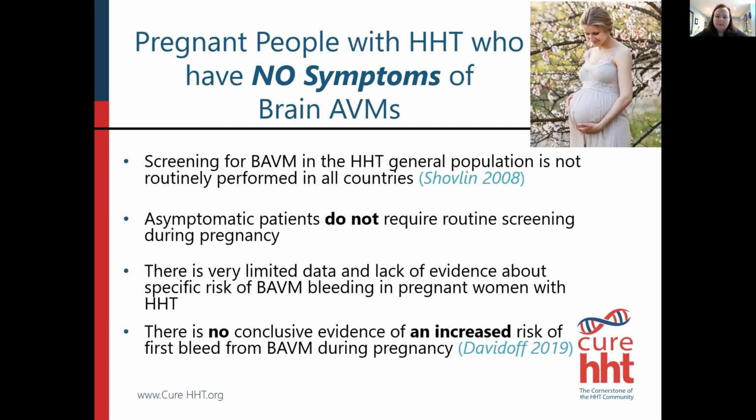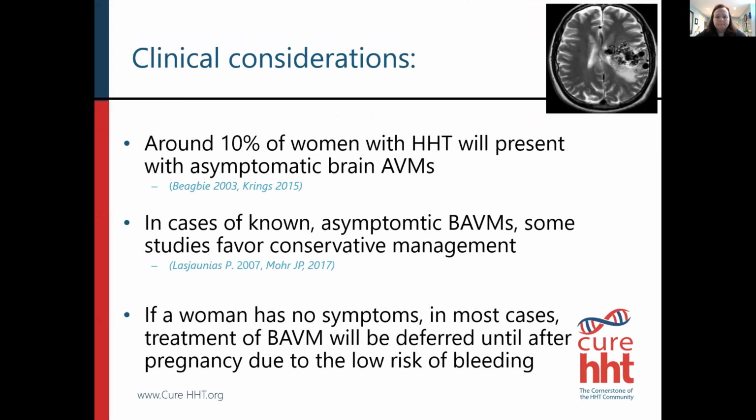If you have that information, it's good to have. But asymptomatic patients who have not been screened don't require routine screening during pregnancy. This is really because there's very limited data and lack of evidence about the specific risk of a brain bleed in pregnant women with HHT, and there's no conclusive evidence of an increased risk of a first bleed from a brain vascular malformation during pregnancy.